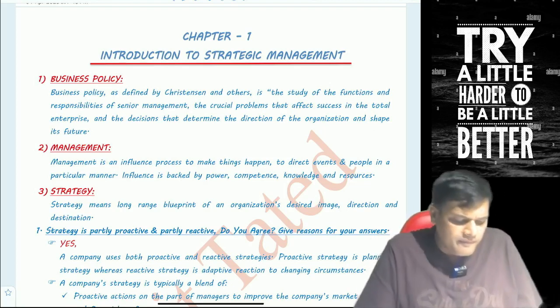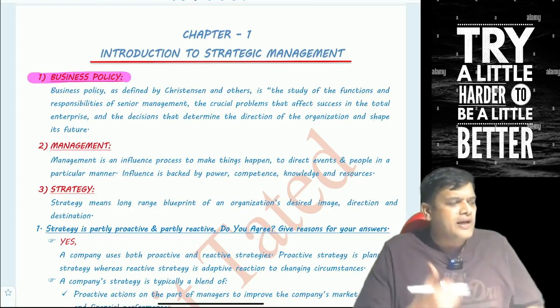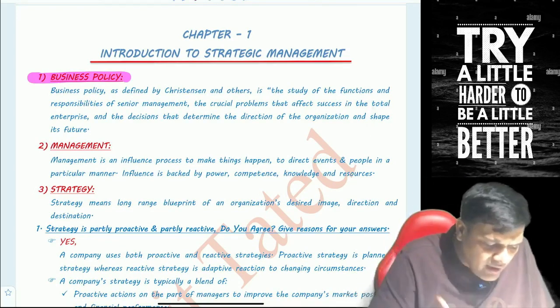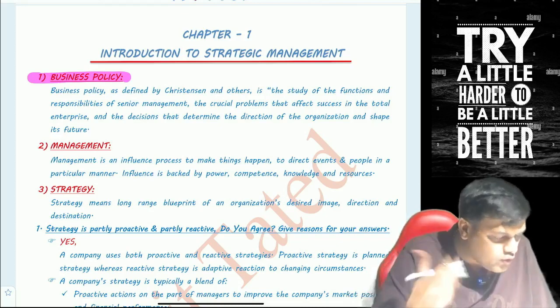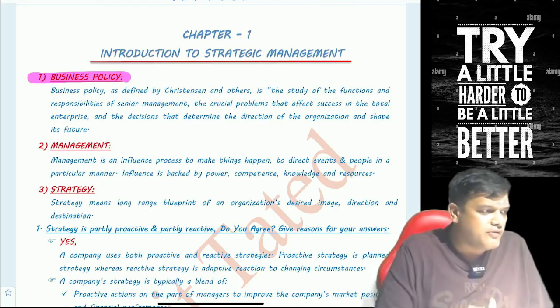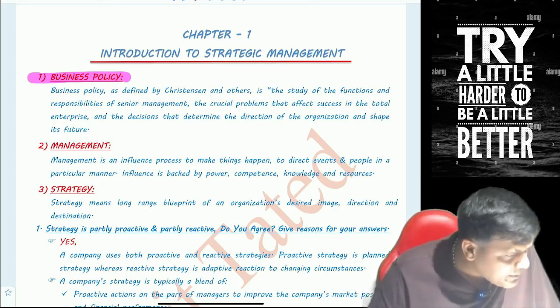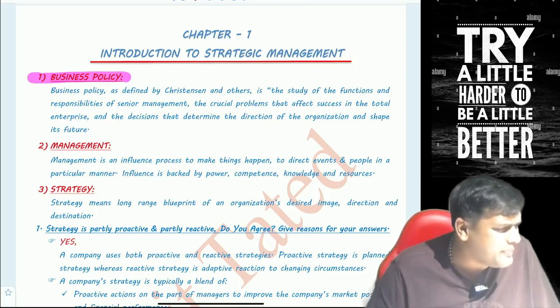So to start with, going with chapter 1, I'll be converting myself from Hindi mode to English mode. But once I settle in, my sequence goes on 101%, so everything will be in connectivity. First of all, introduction to strategic management is your chapter. This chapter is a basic chapter. Chapter 1 and chapter 3, these two come in the examination.